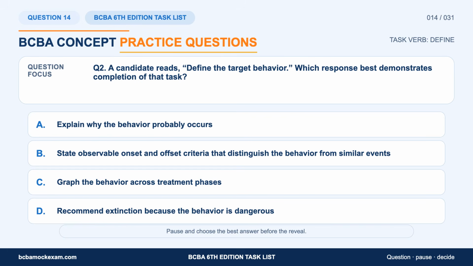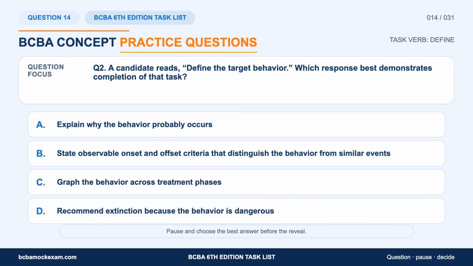Question 2. A candidate reads, define the target behavior. Which response best demonstrates completion of that task? A. Explain why the behavior probably occurs. B. State observable onset and offset criteria that distinguish the behavior from similar events. C. Graph the behavior across treatment phases. D. Recommend extinction because the behavior is dangerous.